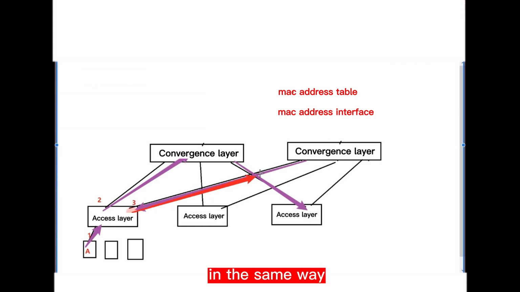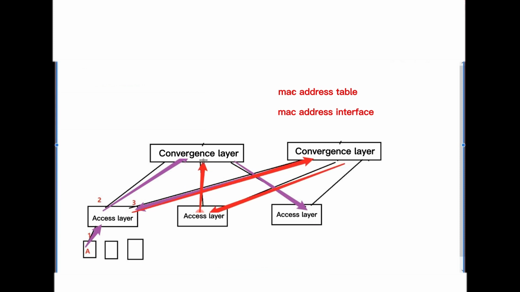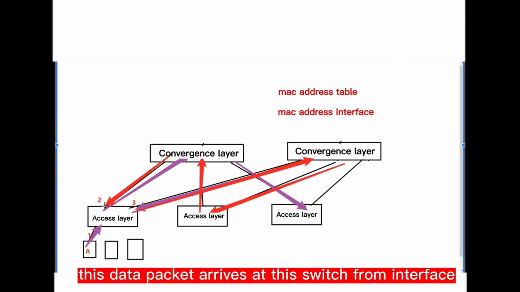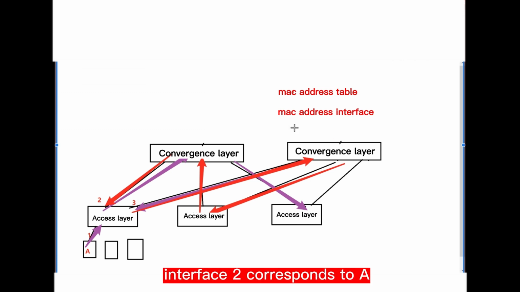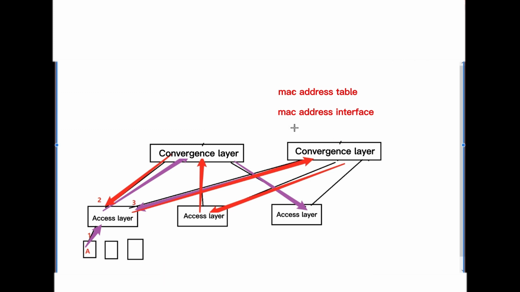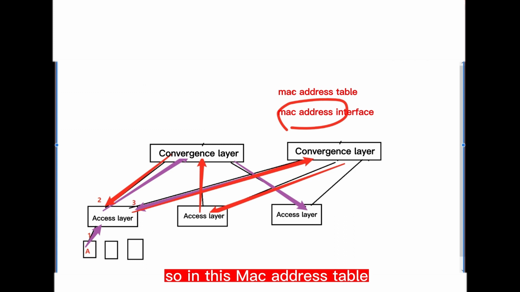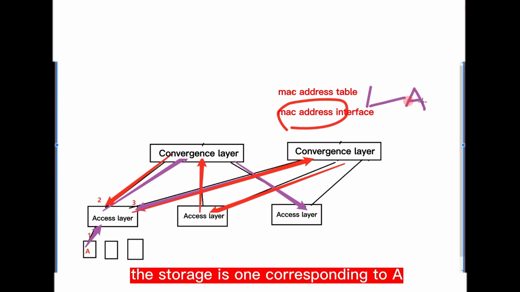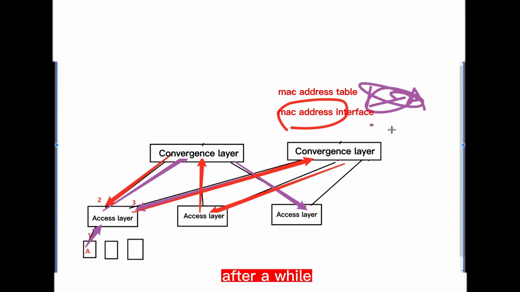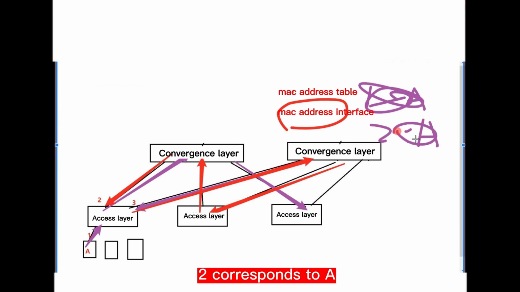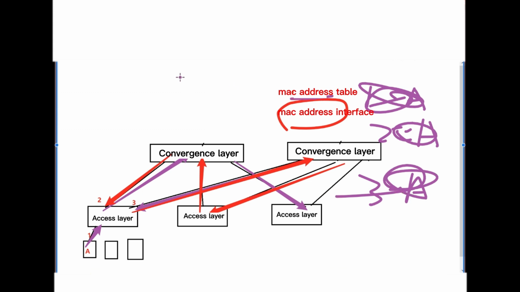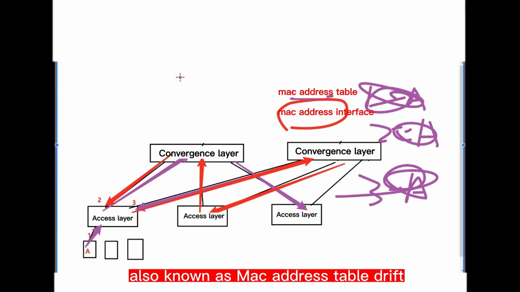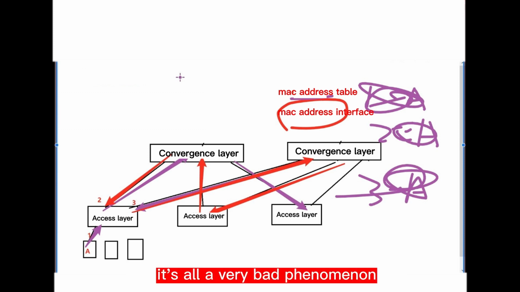In the same way, let's do another. Look, this data packet arrives at this switch from interface 2 again. The switch will record that interface 2 corresponds to A. So in this MAC address table, the storage is 1 corresponding to A, after a while 2 corresponds to A, then 3 corresponds to A. This is called the shock of the MAC address table, also known as MAC address table drift. It's all a very bad phenomenon.